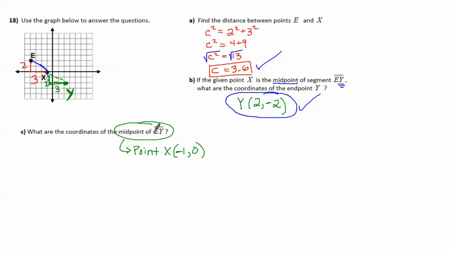What are the coordinates of the midpoint of EY? Well, they're trying to trick you with information that they gave you at the beginning. The midpoint is point X, so you read the coordinates of point X. That is -1 and then 0 because you don't go up or down. So your coordinates of point X is -1, 0.